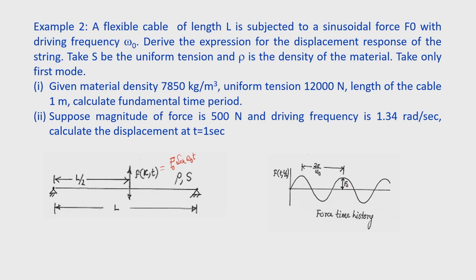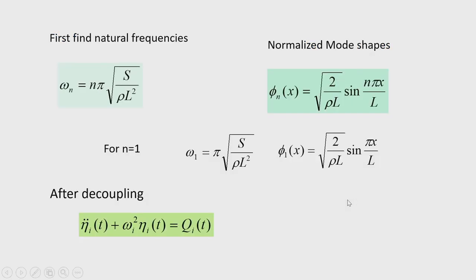Again, we will solve this problem neglecting damping. Okay. So we will adopt the modal superposition technique. So the first natural frequency omega_n has to be taken here and the first mode shape only has to be taken here.